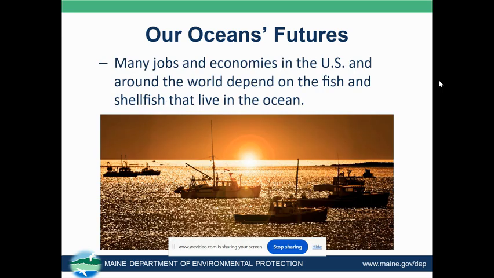And to get those fish, that's a job for a lot of people. So many jobs and economies, like whole towns and cities will have their economies partially based on the fishing industry in their area. So that we depend on that to keep our economies going.